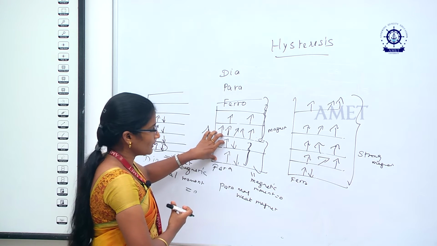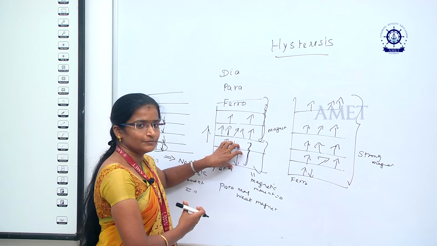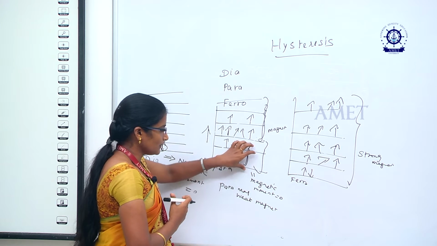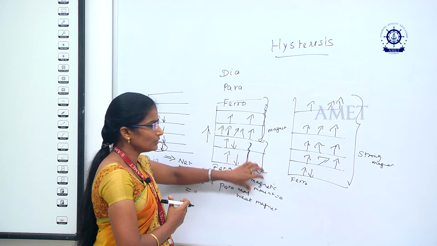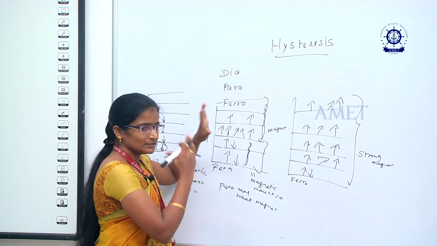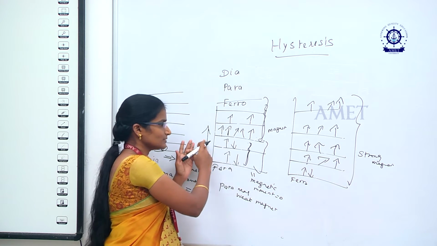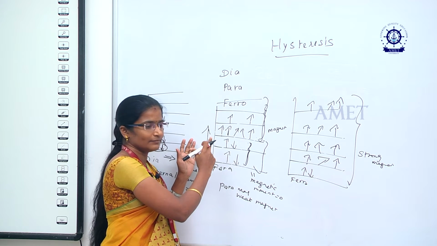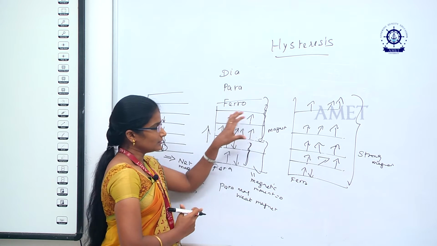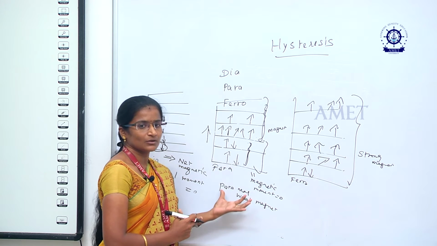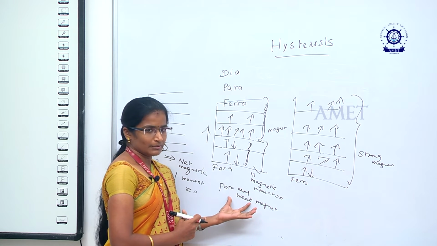In the case of paramagnetic material, some of the orbitals have their spins paired, so at that time the net magnetic moment is 0. The remaining orbitals have a single spin, and that spin also changes its direction according to your external field. When we apply some external field, they change their direction, and at that time it acts as a magnet. So paramagnetic materials are called weak magnetic materials.